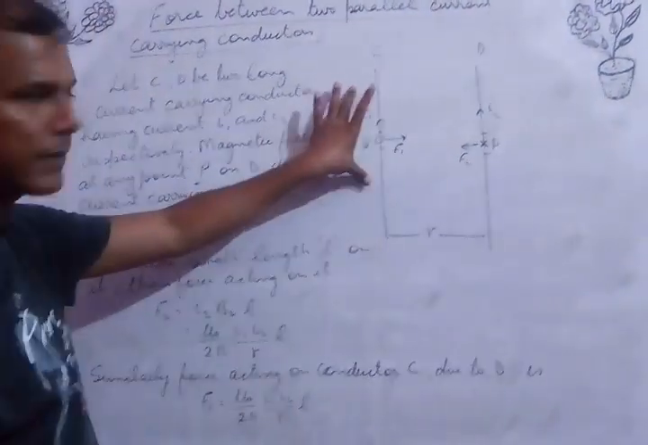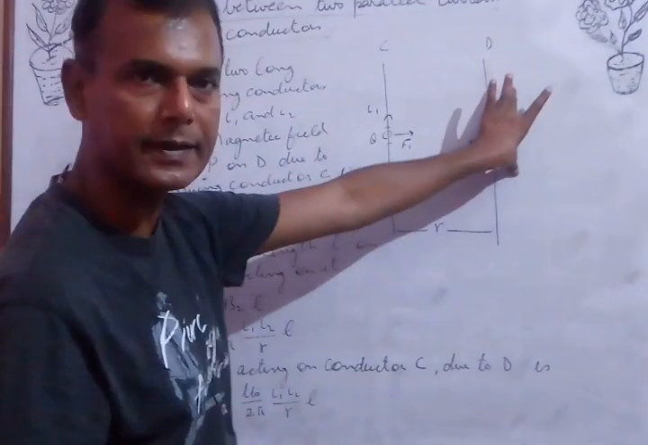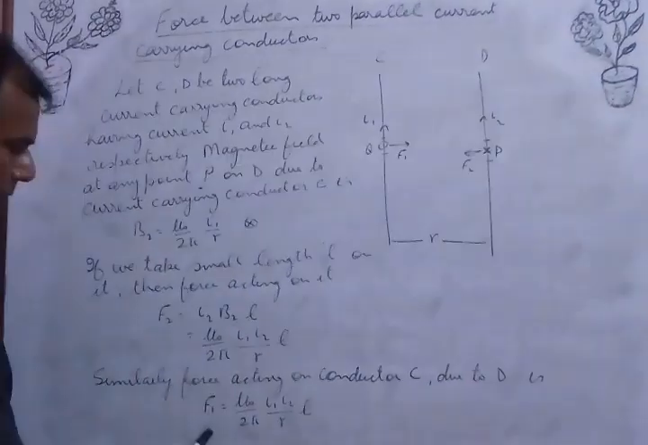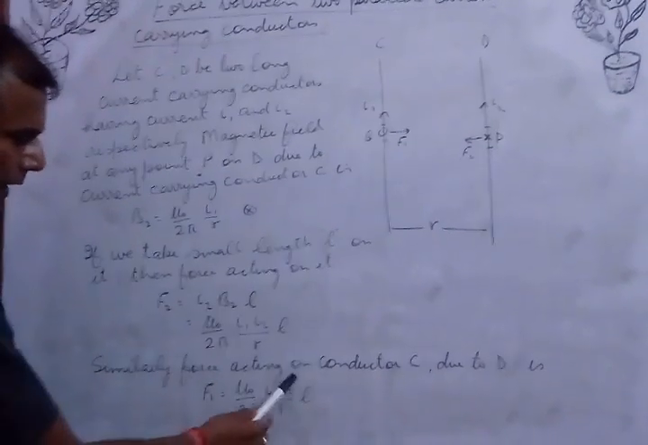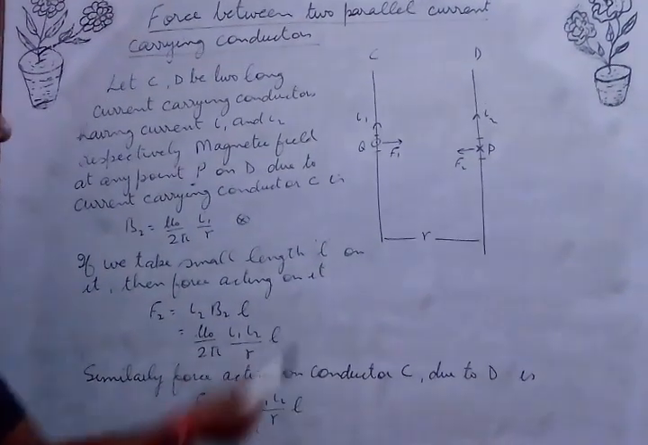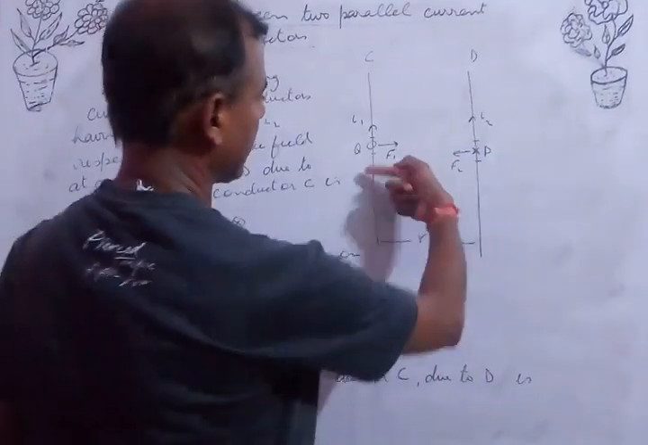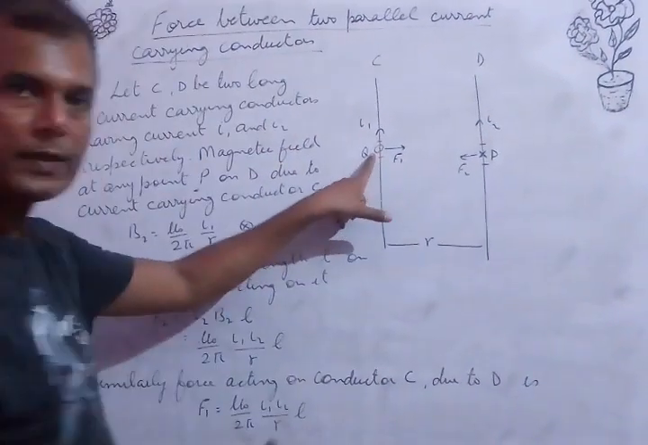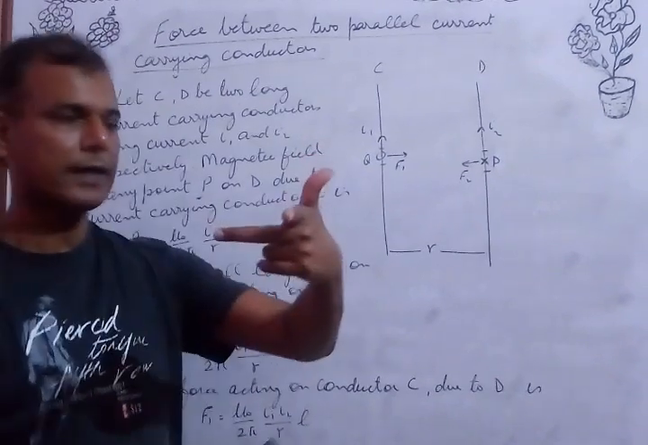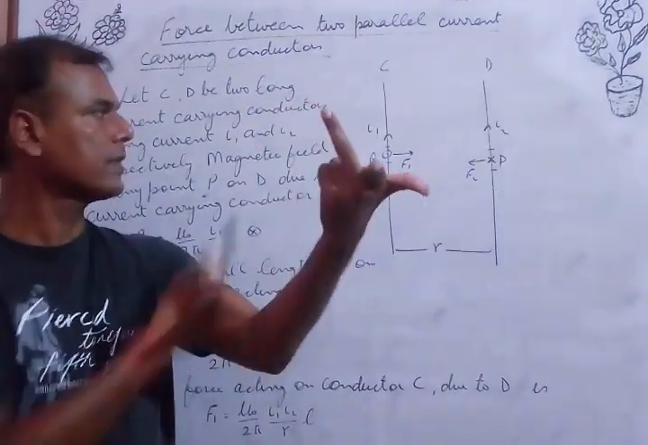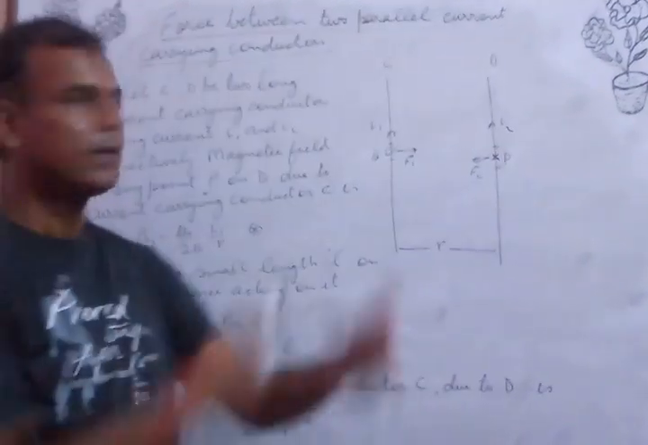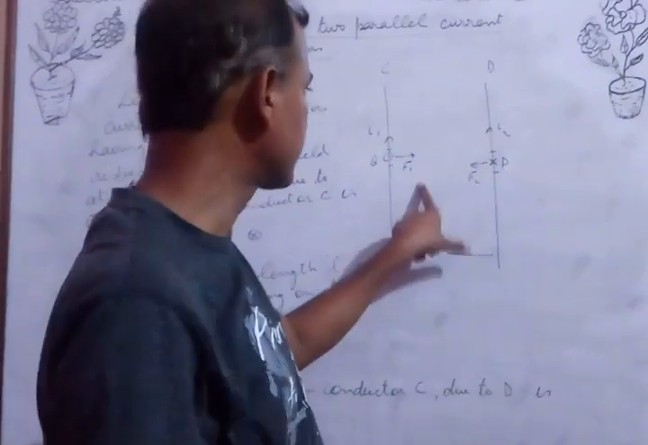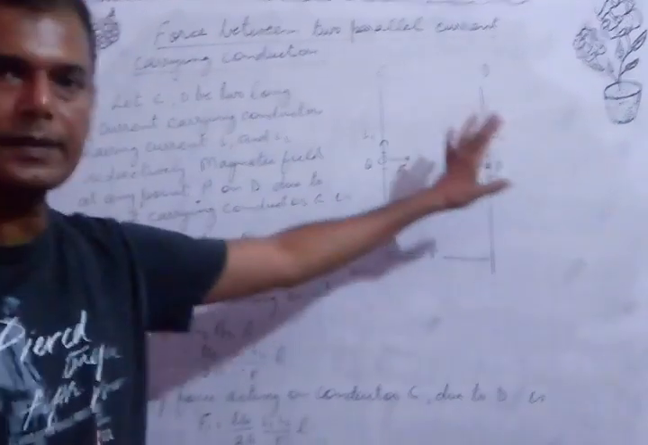Similarly, the force acting on conductor C due to D is F1, equal to mu naught upon 2 pi, I1 I2 upon R, into L. Because of this current, the direction of magnetic field will be outward. With the magnetic field outward and the current upward, the direction of force is towards D. So on wire D the force acts towards C, and on wire C it acts towards D.